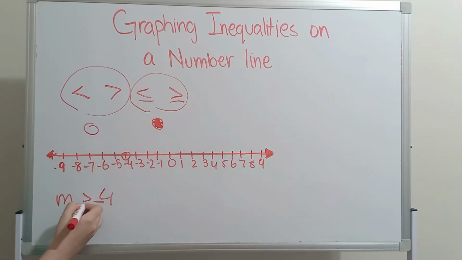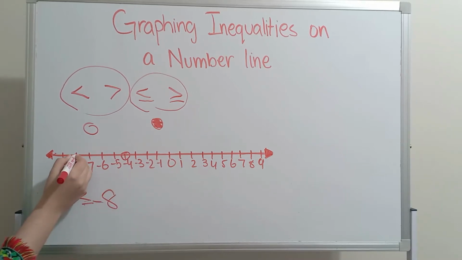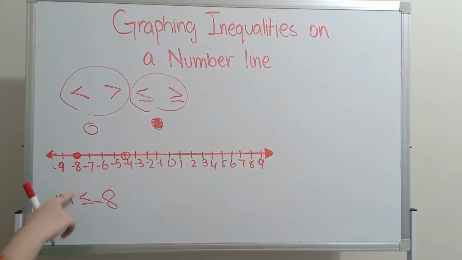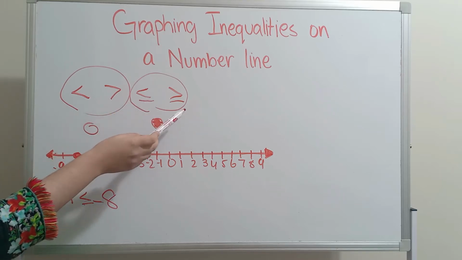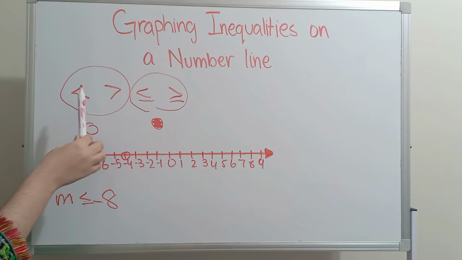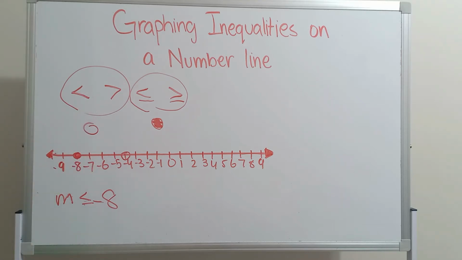So if the answer was m is less than or equal to -8, we would be putting a colored circle like this. So a colored circle for the ones that say equal to, and for the ones that don't say that, that are just greater than or less than, we are going to be using an open circle. Now if we are solving, we are also supposed to put arrows, since the answer for an inequality is not only one number, it keeps going on.